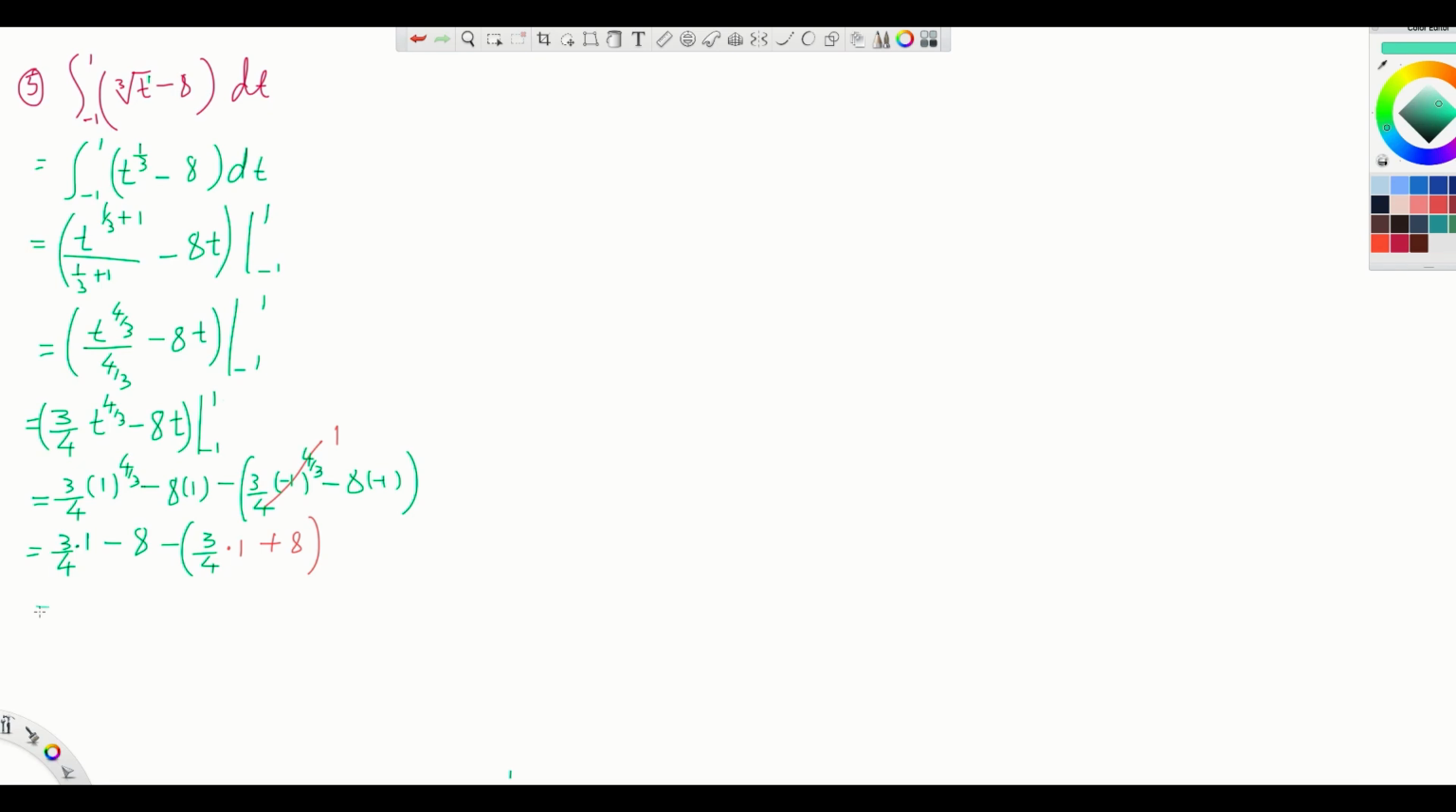Now what happens after that is 3 times 1 is 3/4 minus 8, and then minus 3/4, right? And then minus 8 again, because you distribute that negative sign to both of these, right? So you cancel the positive 3/4 and negative 3/4. What you get is -16. That is your integral value, okay? The value of the definite integral.